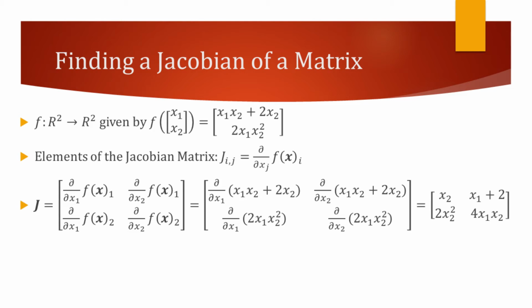The element in the first row of the first column of the Jacobian matrix will be the partial derivative of the function for the first output element with respect to the first element of the input vector. The element in the first row of the second column will be the partial derivative of the first output function with respect to the second element of the input vector. And so on. The rest of the calculations are simple.